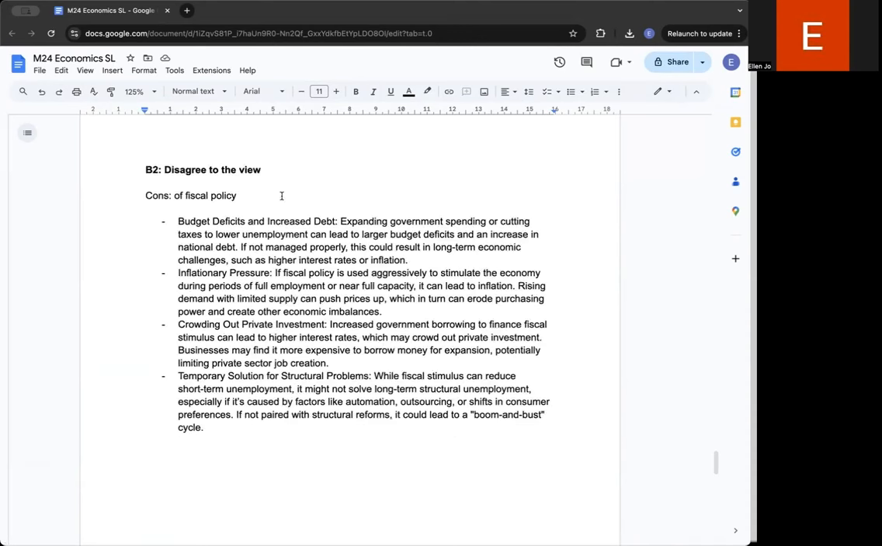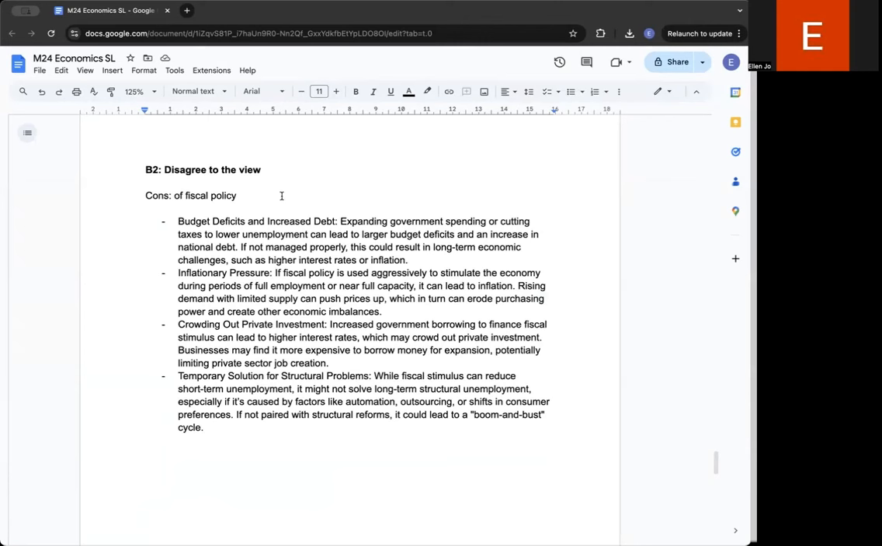Next, the discussion can go further to talk about the disagreement with the view, which is about the cons of the policy. So expanding government spending or cutting taxes to lower unemployment can lead to larger budget deficits and an increase in national debt. If not managed properly, this could result in long-term economic challenges, such as higher interest rates or inflation. And if fiscal policy is used aggressively to stimulate the economy during periods of full employment or near full capacity, it can lead to unnecessary inflation.